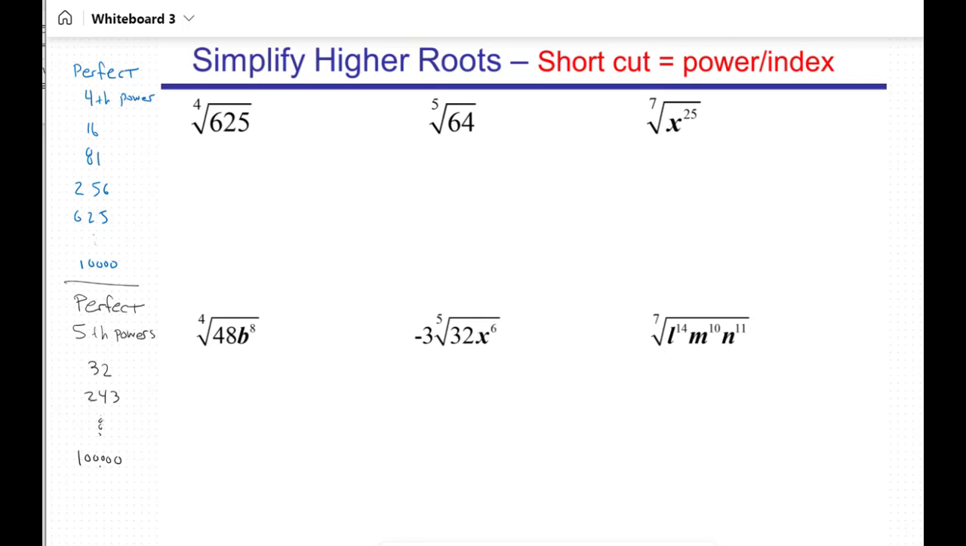The game plan is still the same. We need to simplify, and we would take our calculators and check and see if we put them into the calculator, do they come out nice?